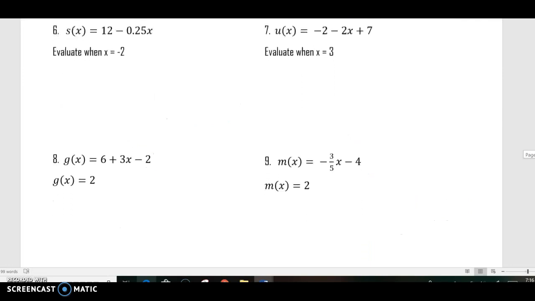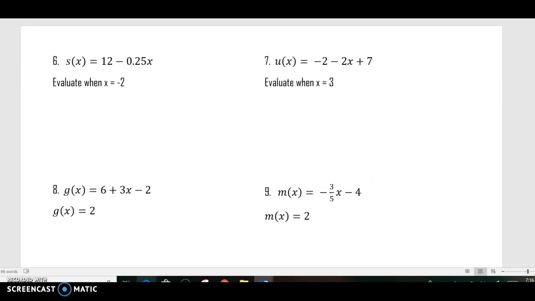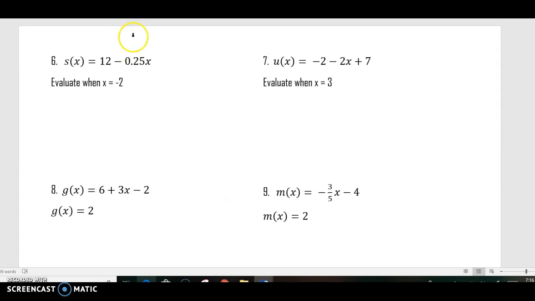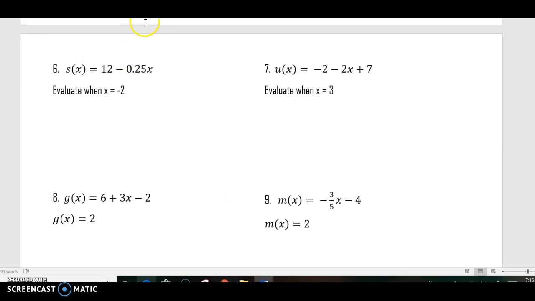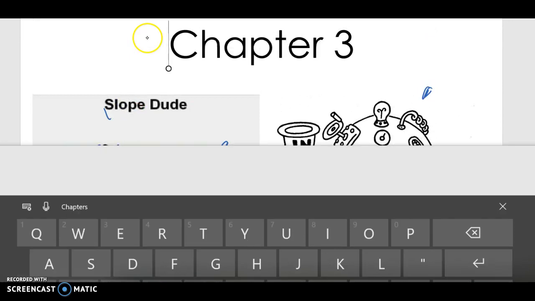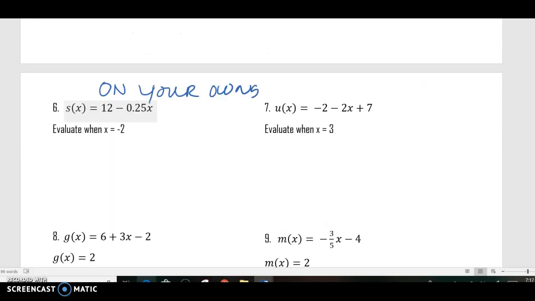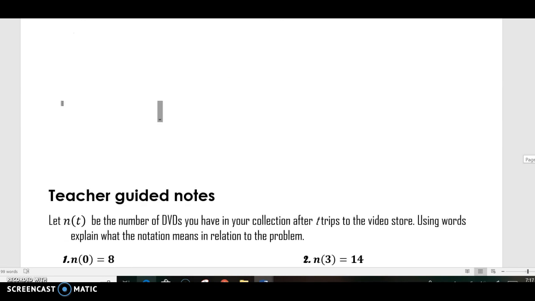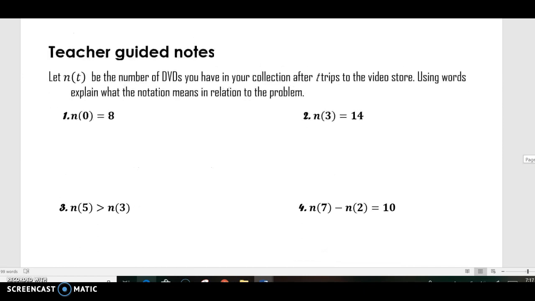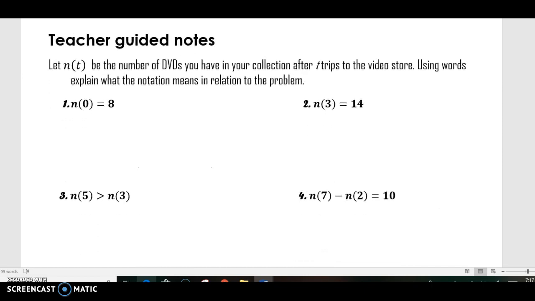Okay, let's see. Actually, I'm going to leave these for you guys. These are going to be on your own. So I'm going to keep moving in the notes. Sorry about that. Okay, so just mark these as on your own. You're going to do 6, 7, 8, and 9 on your own. If you have time to check them as a class, that's great. If not, we'll go over those tomorrow. And then move on down to where it says teacher guided notes, and we're going to look at this.